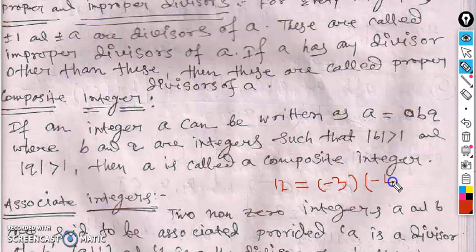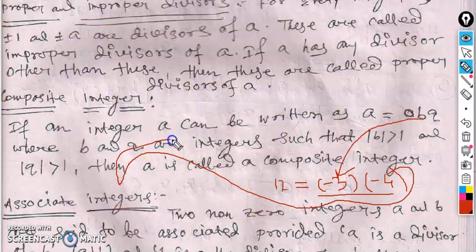So it's a composite integer. And 12 also can be written as 3 into 4, 2 into 6. If we consider this particular example, -3 into 4, in that case, if we consider that this one is your b, and this one is your q.